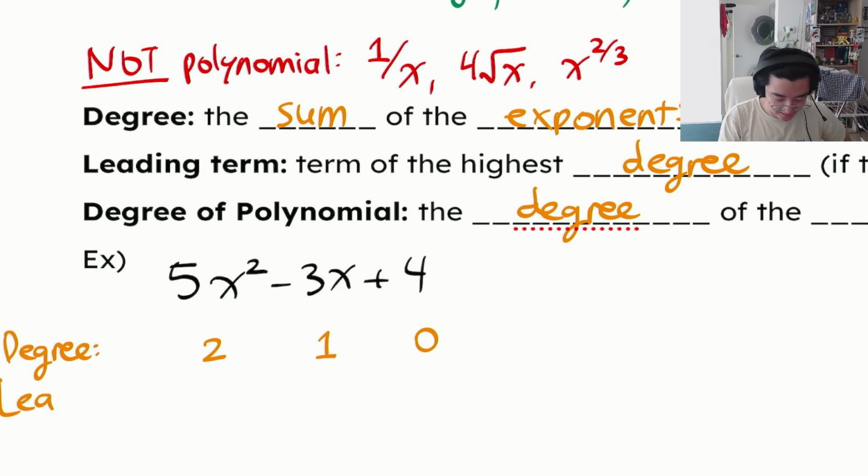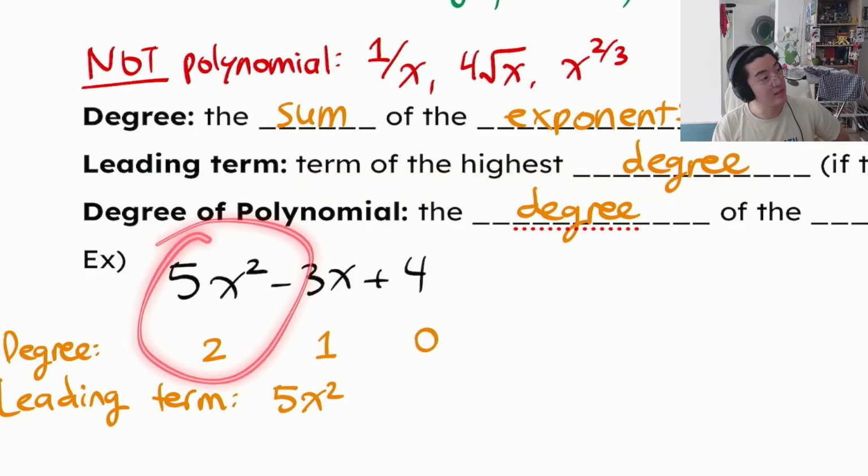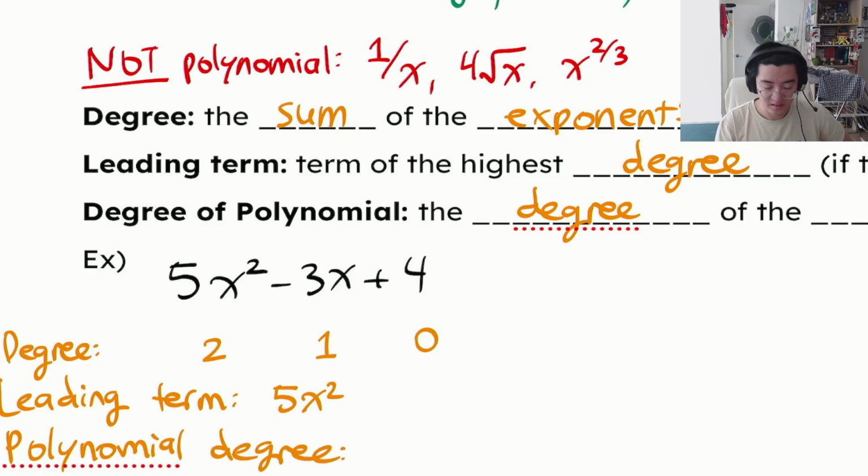Which means that in this case, the leading term is 5x squared. Because, again, the leading term is the term with the highest degree. And the highest degree here is 5x squared, where it's the degree of 2. So this means that the degree of the polynomial is also 2. That's the degree of the leading term.